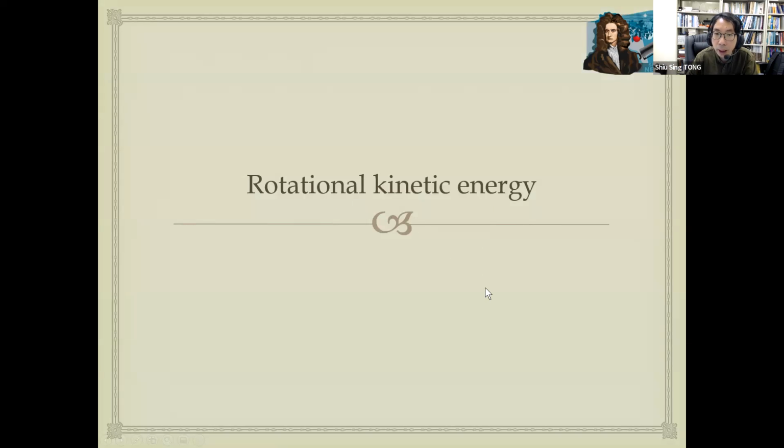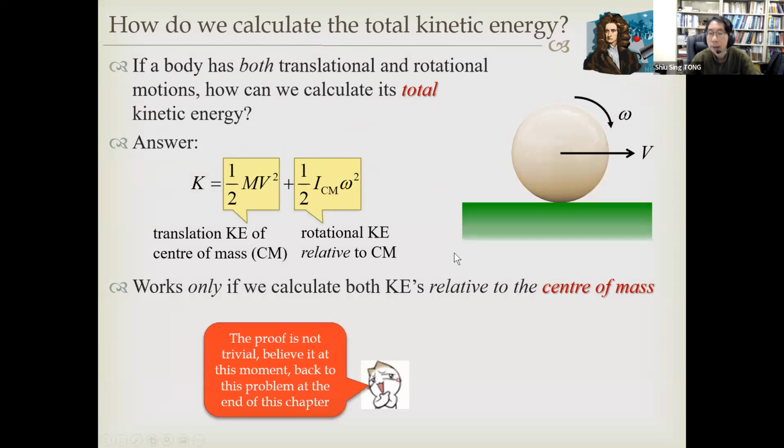We also have rotational kinetic energy. When we talk about a body with both translational motion and rotational motion, for example a snooker ball, the kinetic energy is given by the sum of the translational kinetic energy and the rotational kinetic energy. The translational kinetic energy is simply 1/2 multiplied by the mass multiplied by the square of the velocity of the center of mass. So it's 1/2 m V squared, where V is the velocity of the center of mass.